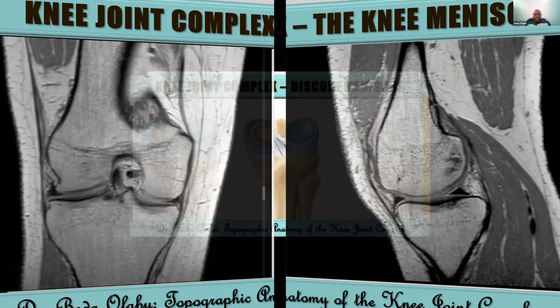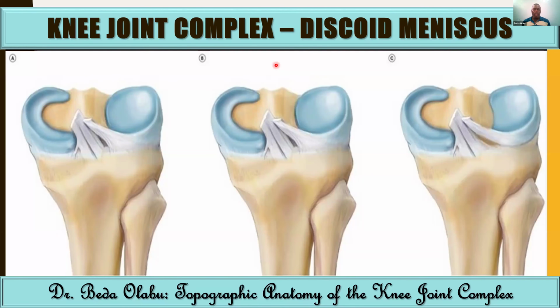Okay, something clinical about the menisci. We have what we call discoid meniscus. A discoid meniscus is a meniscus that looks like the one you can see in those three images, that one and that one and that one. This commonly involves the lateral meniscus rather than the medial meniscus. You can see in this image, the medial meniscus is actually normal, not all of them.